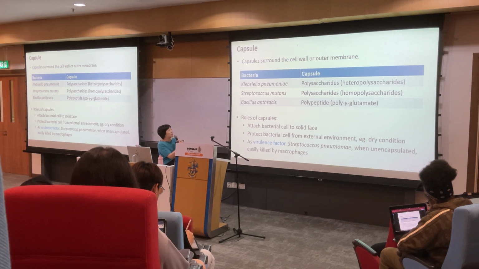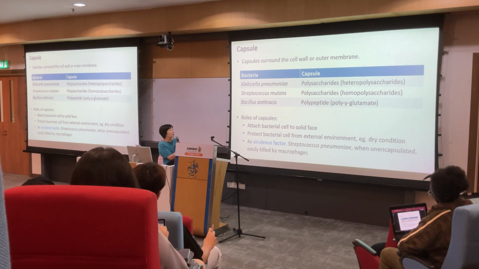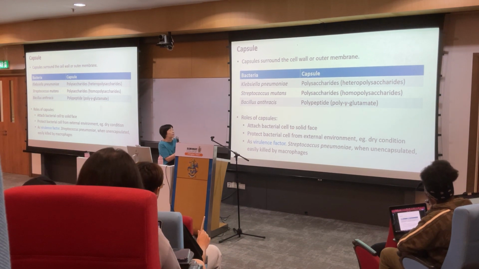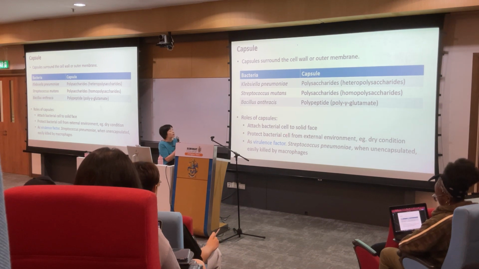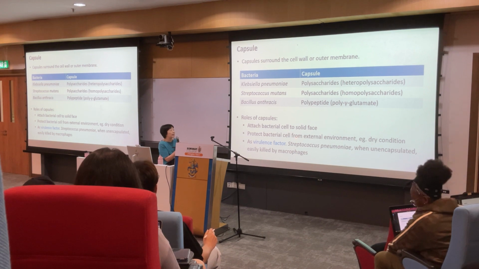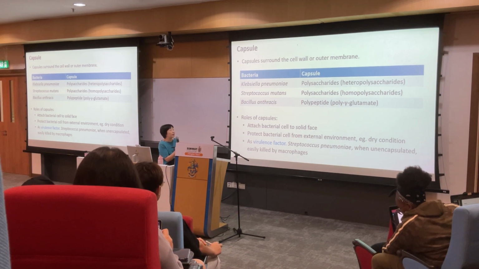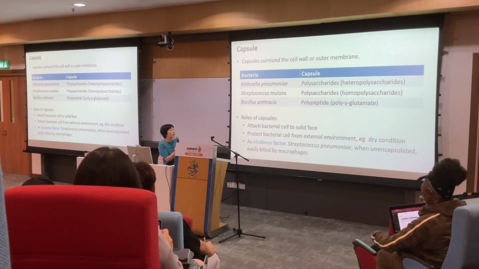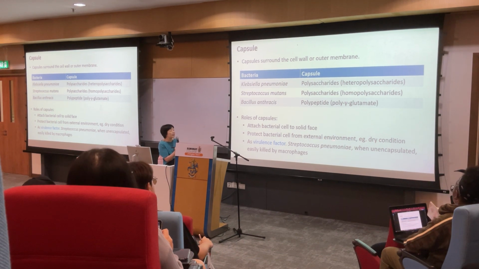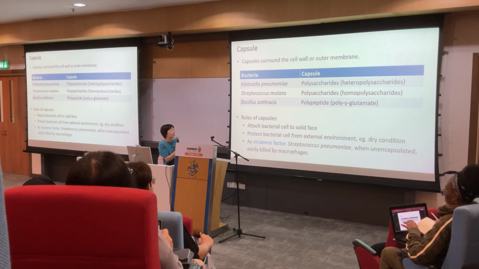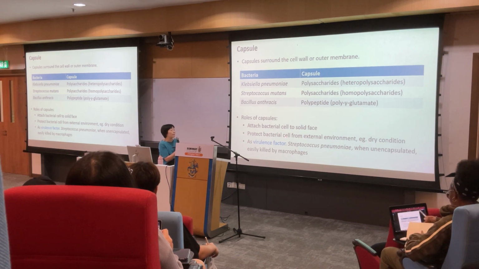And what are the functions of the capsule? It attaches bacterial cells to solid surfaces. Secondly, it protects the bacterial cells from the external environment. Because the capsule can retain water, even in very dry, dehydrated conditions the capsule still provides water, so it protects the bacterial cells from drying up.